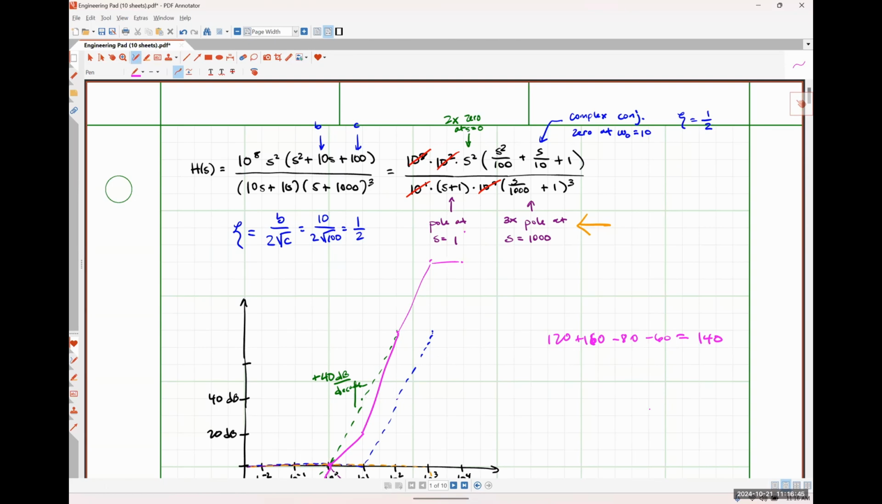So I gave myself a couple of decades before things started, like my lowest frequency term was 10 to the 0. So just a couple of decades prior to that, just so that we can see what's going on before things kick off there.